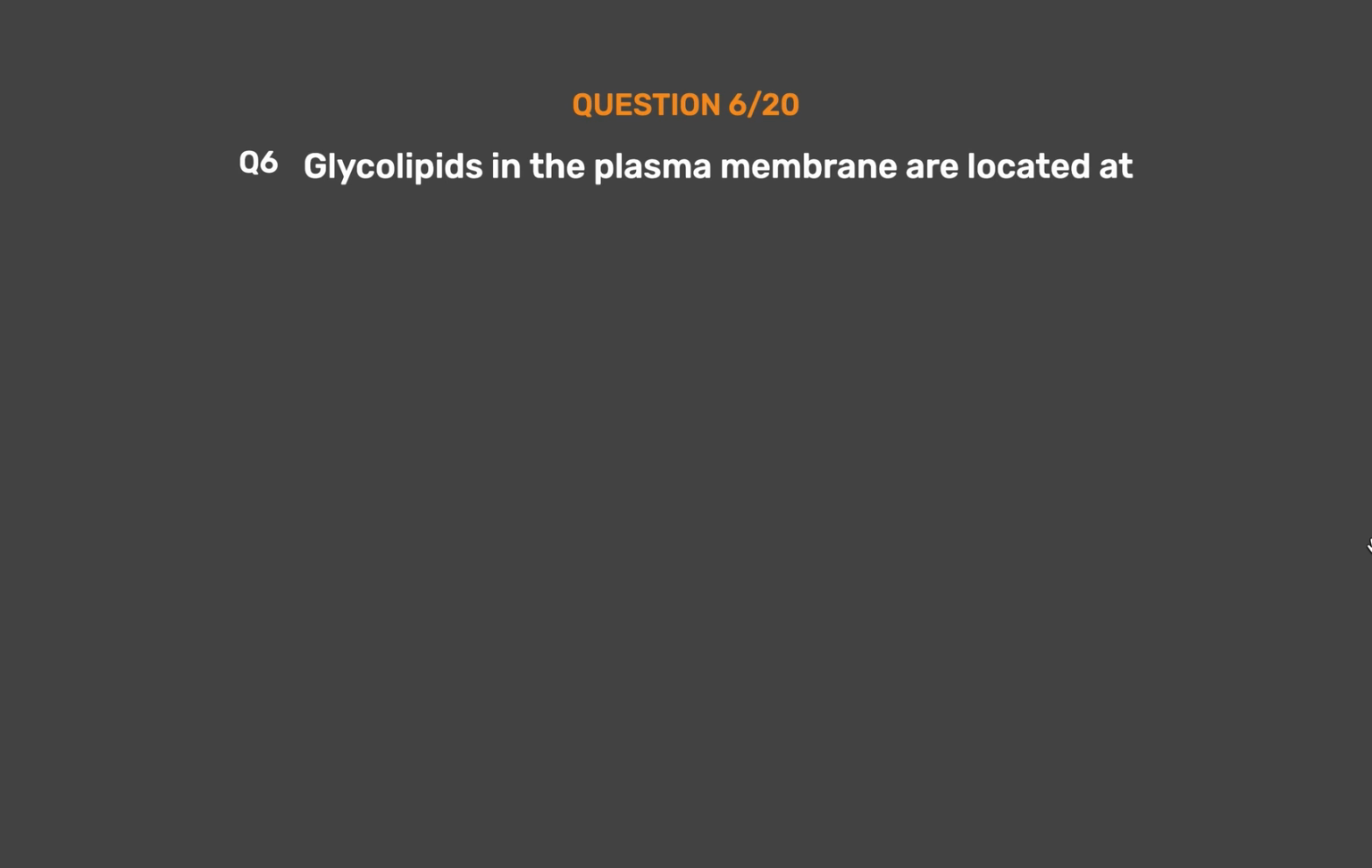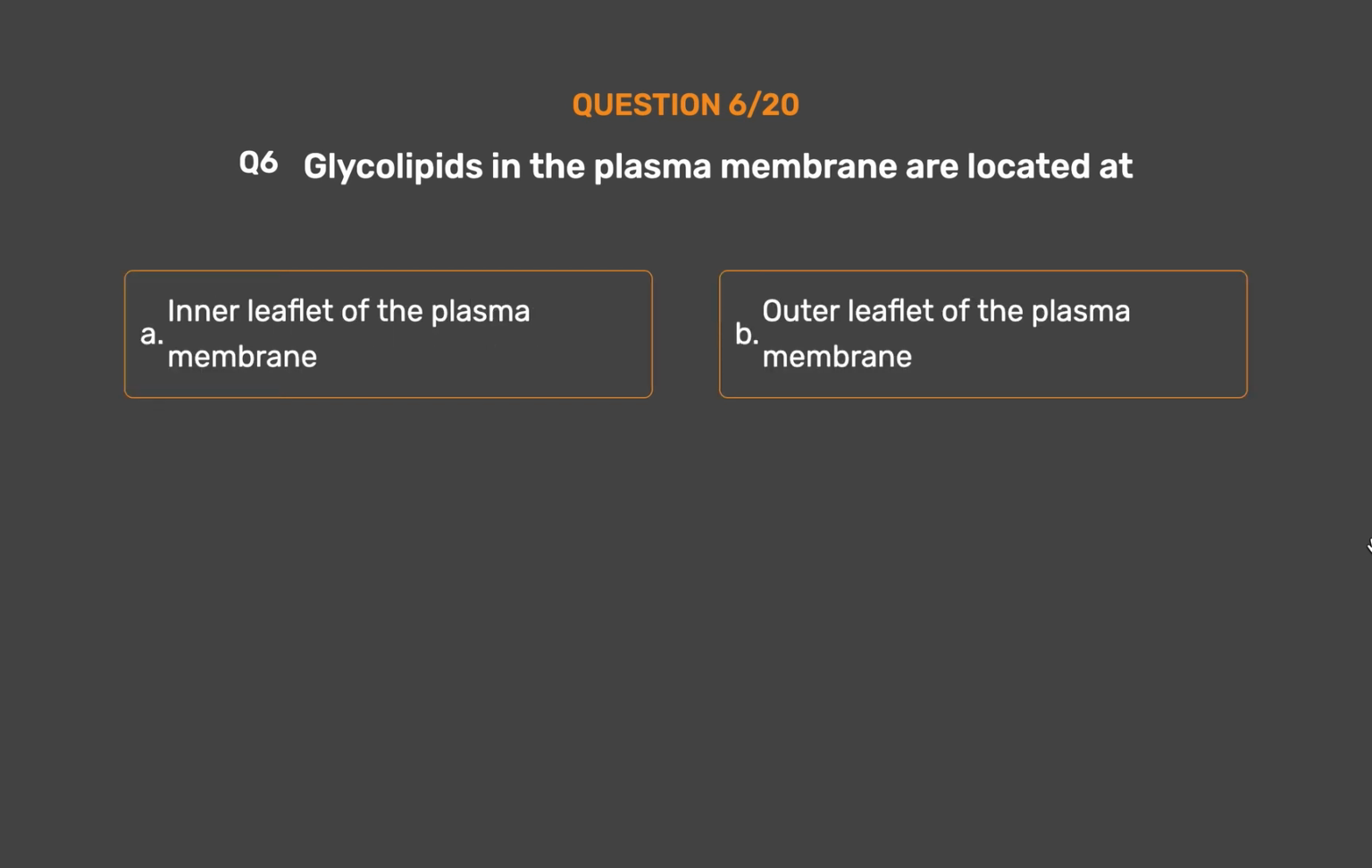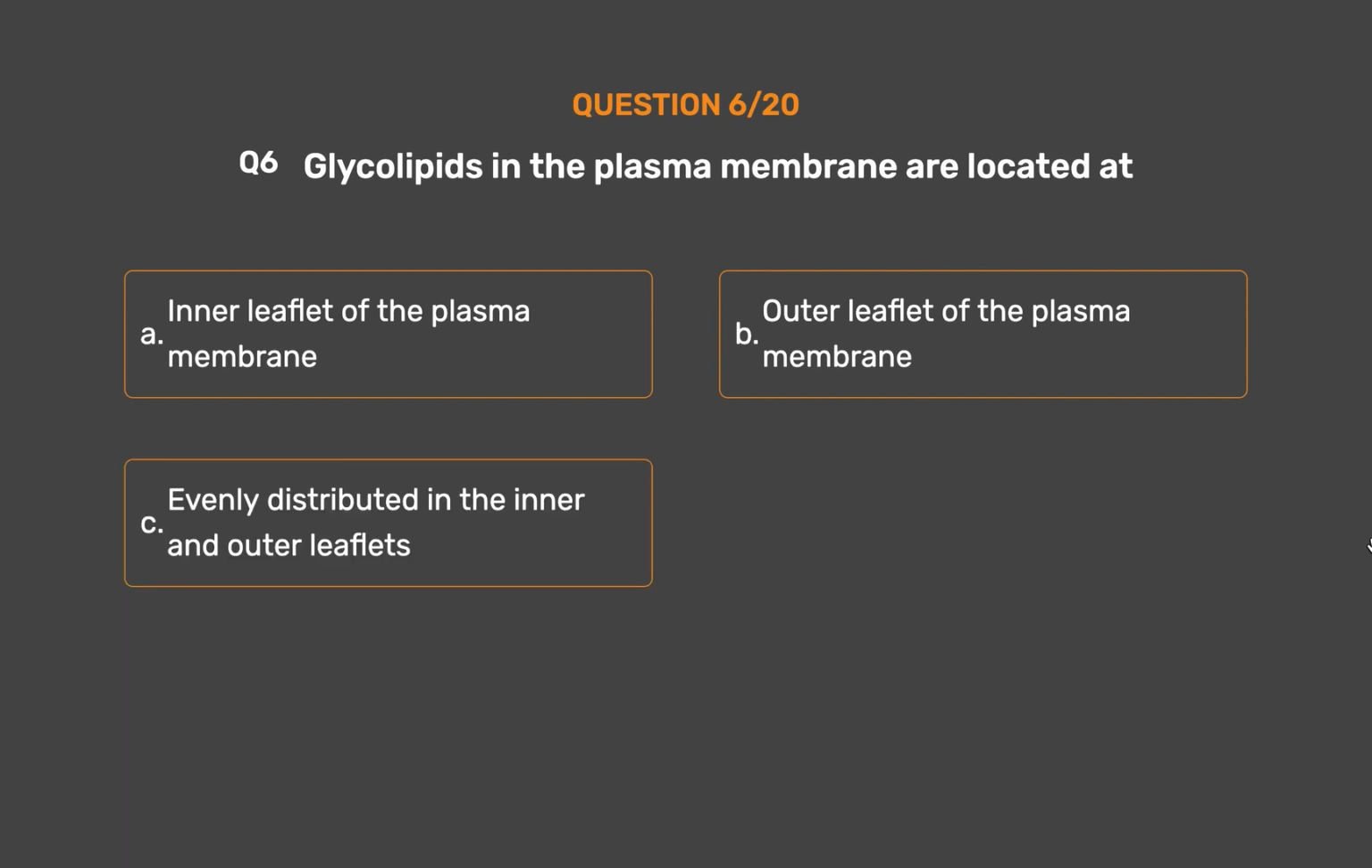Question number 6. Glycolipids in the plasma membrane are located at Option A. Inner leaflet of the plasma membrane. Option B. Outer leaflet of the plasma membrane. Option C. Evenly distributed in the inner and outer leaflets. Option D. It varies according to cell types.